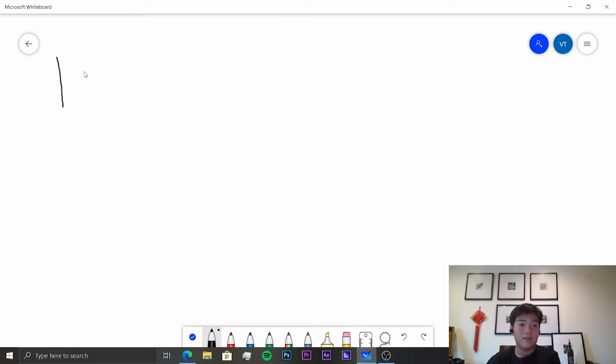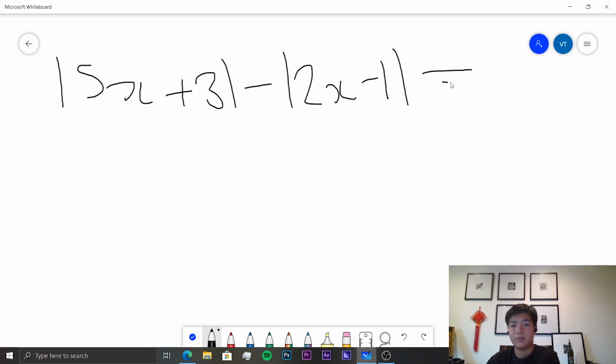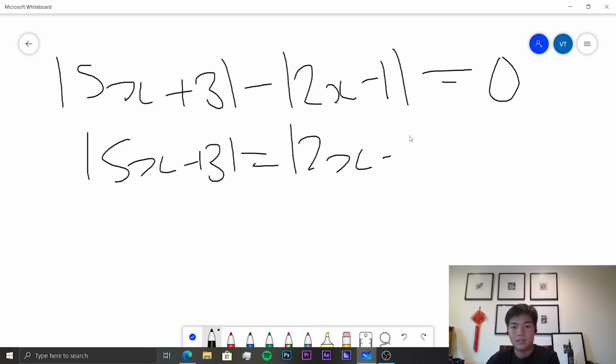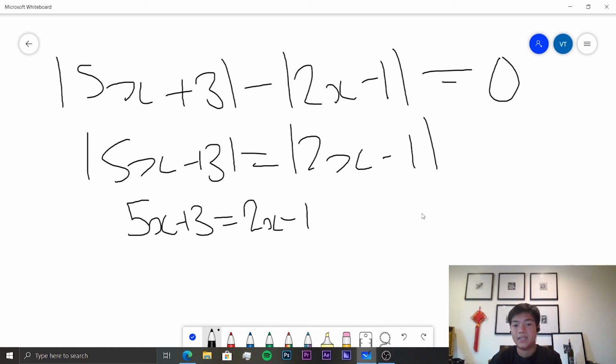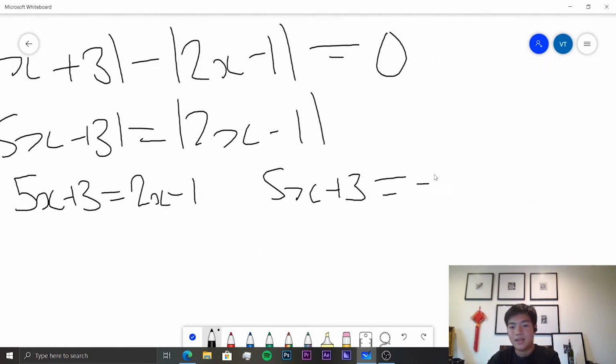Now, on to the next question. We have the absolute value of 5x plus 3 minus the absolute value of 2x minus 1 is equal to 0. In other words, the absolute value of 5x plus 3 is equal to the absolute value of 2x minus 1. We only have 2 cases to cover here. The first case is that 5x plus 3 actually equals 2x minus 1. And the second case is that 5x plus 3 is equal to the negative value, so that would be negative 2x plus 1.